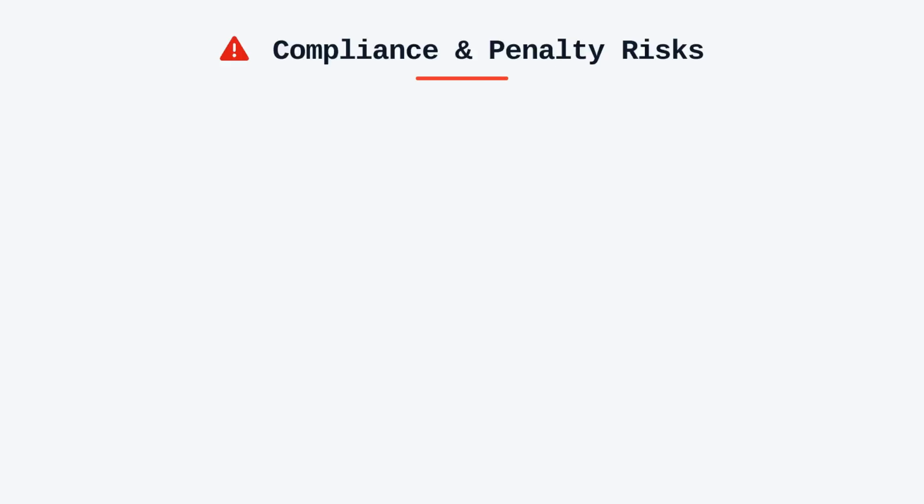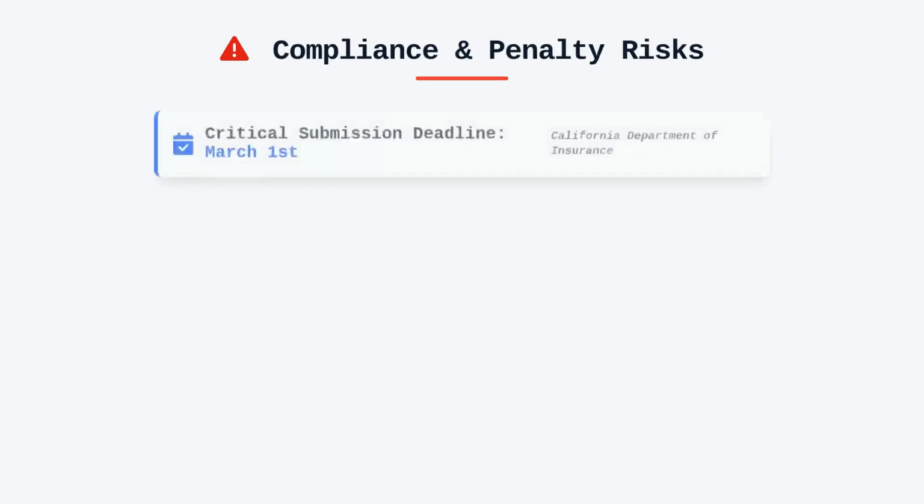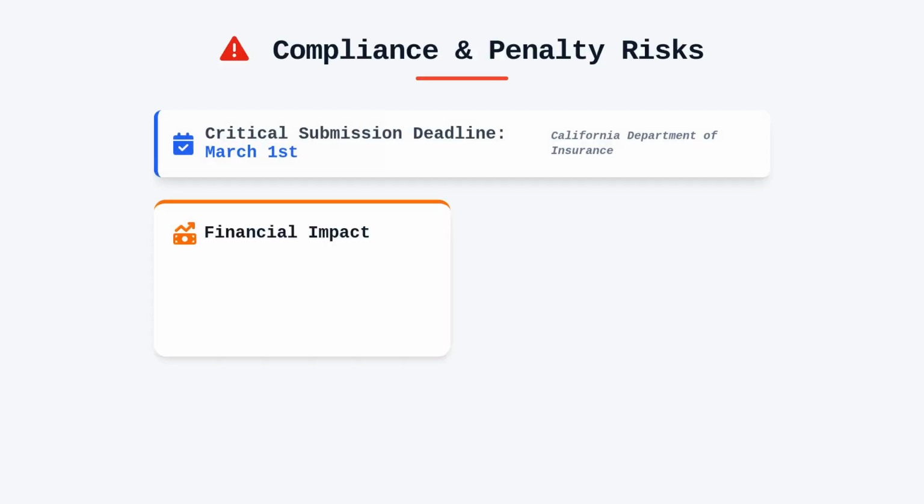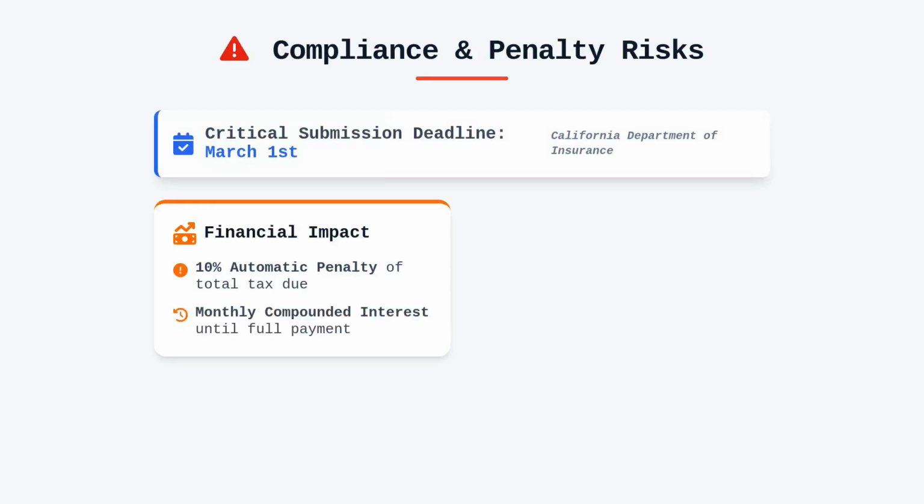Disregarding these deadlines or mismanaging the submission timeline triggers immediate financial consequences and regulatory scrutiny from the California Department of Insurance. If a broker fails to submit the annual tax return or remit the required funds by the March 1st deadline, the state imposes an automatic penalty of 10% of the total tax amount due, plus an additional interest charge compounded monthly until the balance is paid in full.